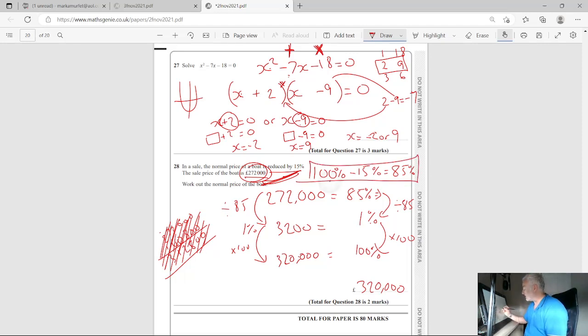It starts off at 100%. It's reduced by 15. It's gone down by 15%. That means now the value of it is 85%. If you can get that bit, all the rest follows through. Okay, brilliant. So hopefully that was helpful. Okay, see how you get on, and good luck.